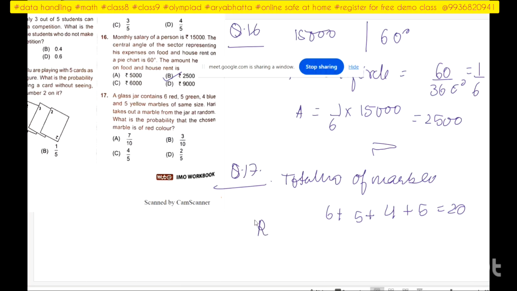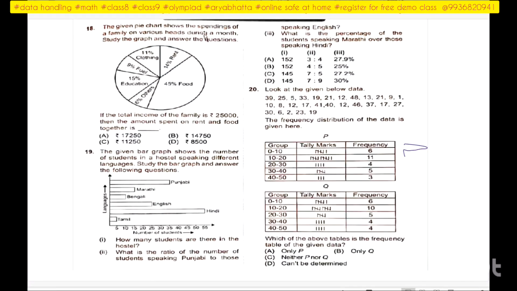But they are asking about the red marble probability, so it will be 6 upon 20, or I can say 3 by 10. Okay, option B. Good. Read the question. They are asking about question number 18. The given pie chart shows the spending of the family on various heads during a month. Study the graph and answer the questions.